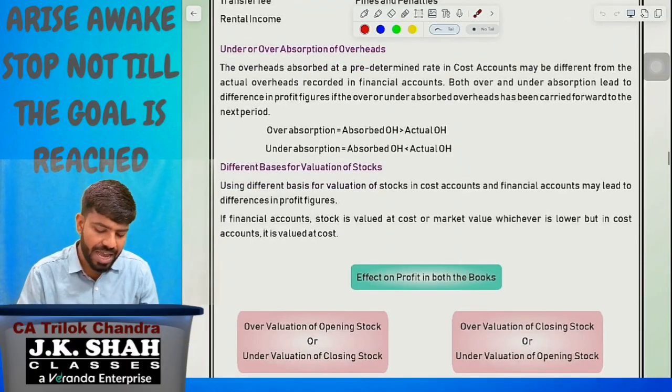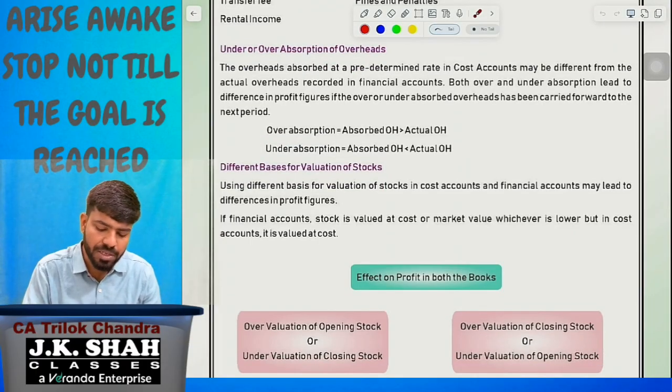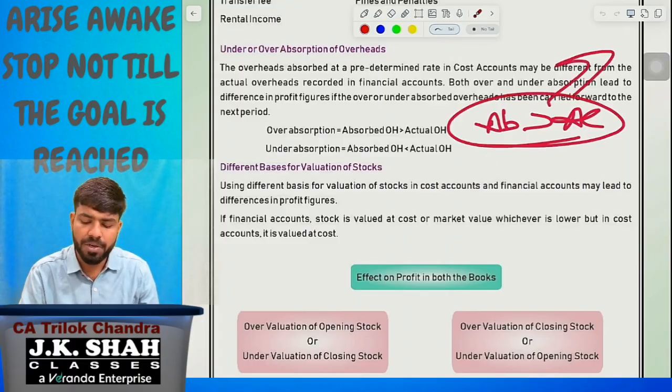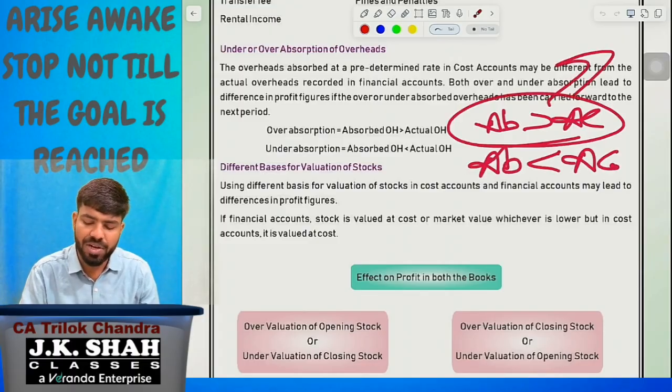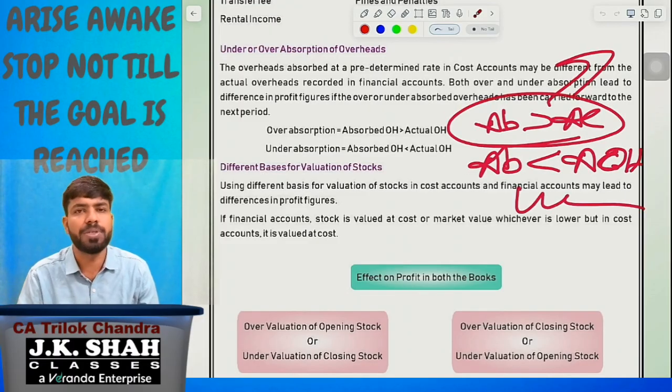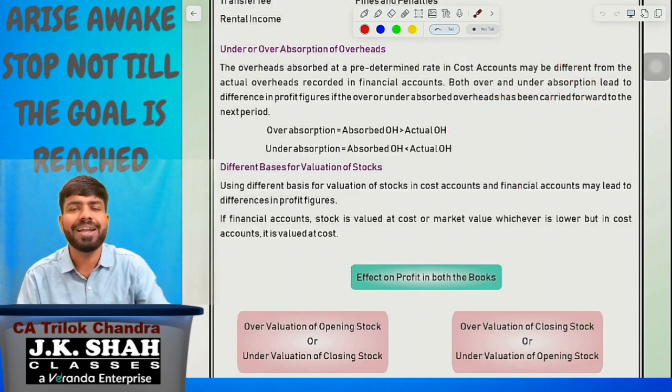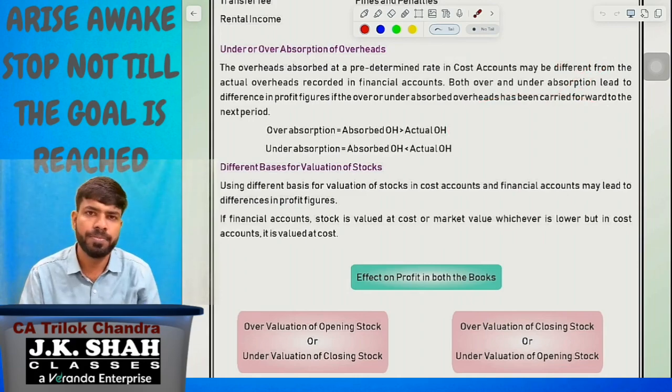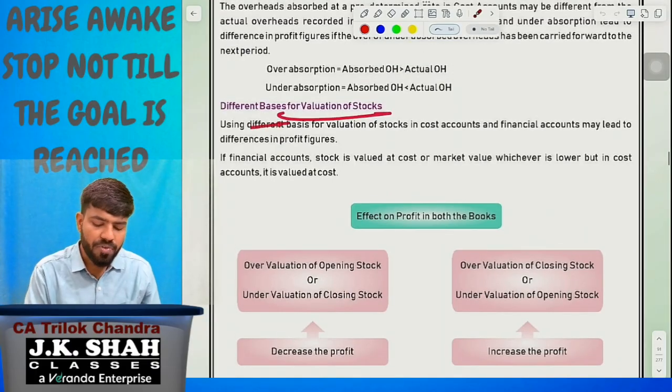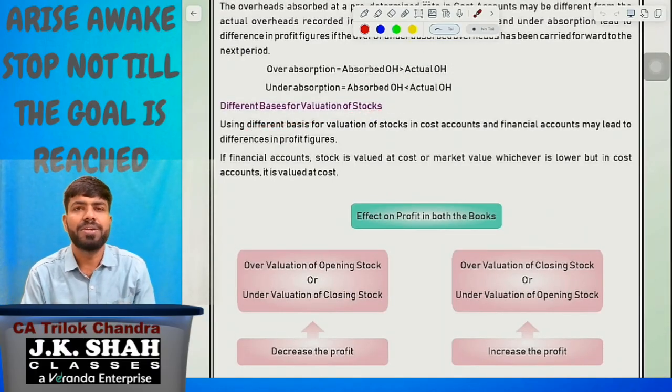Very simple. Look here. Over absorption is when the absorbed overhead is greater than actual overhead. When absorbed overheads is less than actual overheads, then it is under absorption. Absorption is less, under absorption. Absorption is more, over absorption. Clear? Next, stock valuation. The third one is stock valuation.